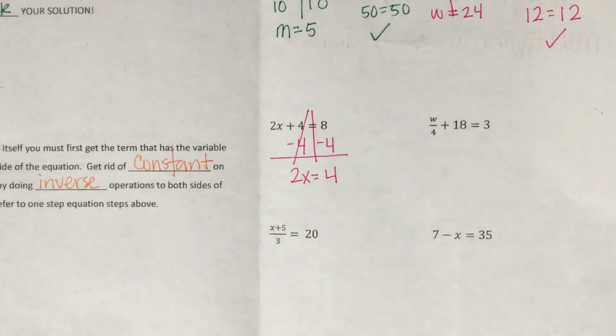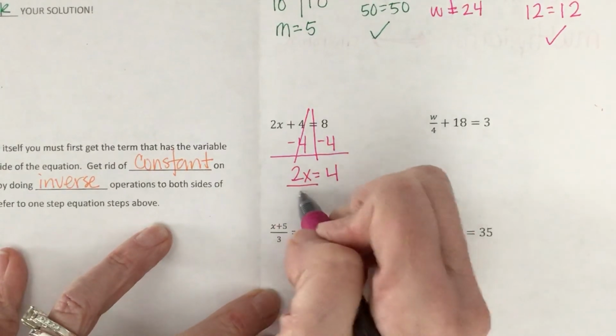Okay, now I can't stop now because I still have a coefficient and a variable. Okay, I'm not done. So 2x really means 2 times x. So the inverse of multiplication is division. So I'm going to divide both sides by 2.